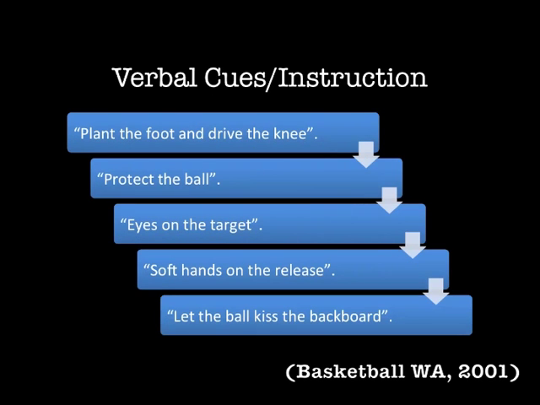Instruction and augmented feedback should be short, sharp, and concise. The best way a coach can do this is via verbal cues. Now, these verbal cues should reflect and reaffirm the key aspects of the skill that the coach wants to convey to the learner. Now, here are a few examples of some verbal cues that can be used to reaffirm the key aspects of the layup that we discussed previously.